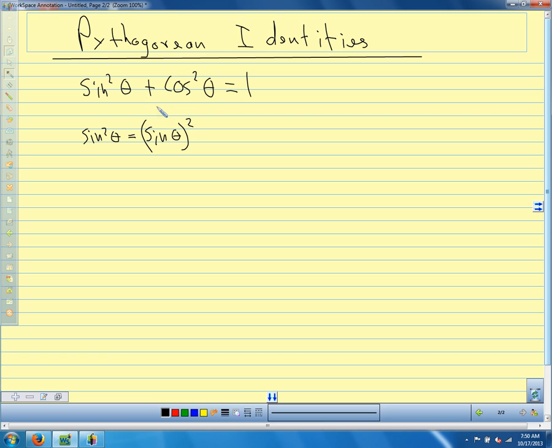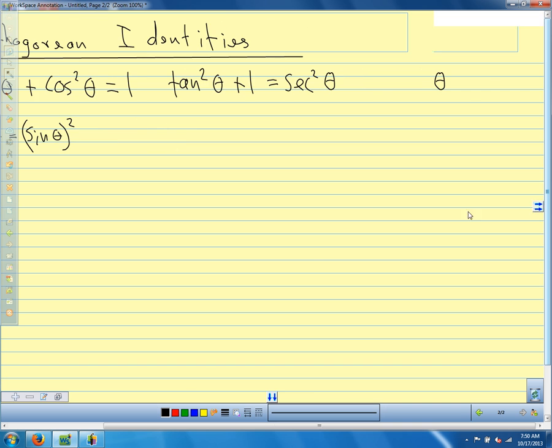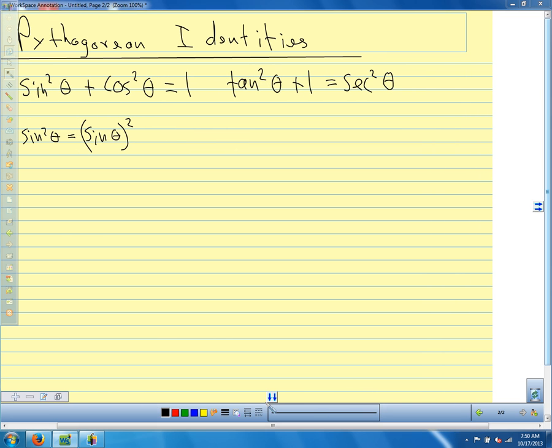From this one, we can get two other identities. Our second Pythagorean identity is tangent squared theta plus 1 equals secant squared theta. And our third Pythagorean identity is 1 plus cotangent squared theta equals cosecant squared theta.